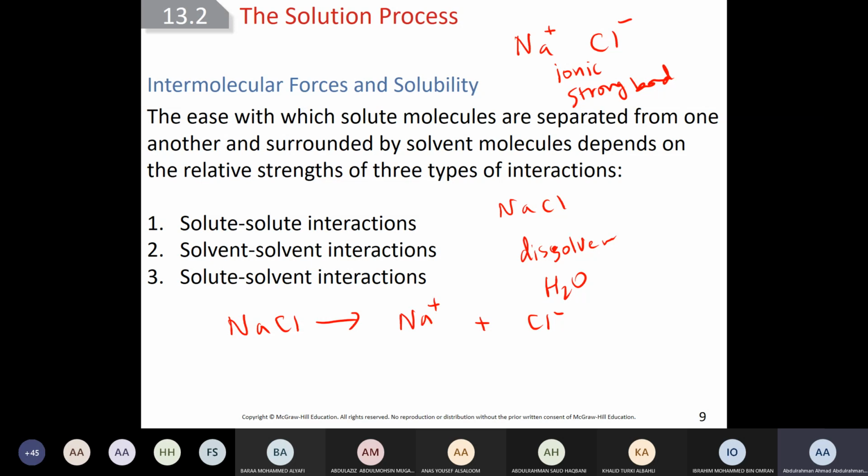Because what will happen actually, if this is Na plus, we know that water is a polar compound, right? It is partially negative on this side, and this side partially positive. So when you dissolve Na in water, you'll find that there will be oxygen around it, like this. And Cl minus, you'll find hydrogen from the water around it, making the bond.